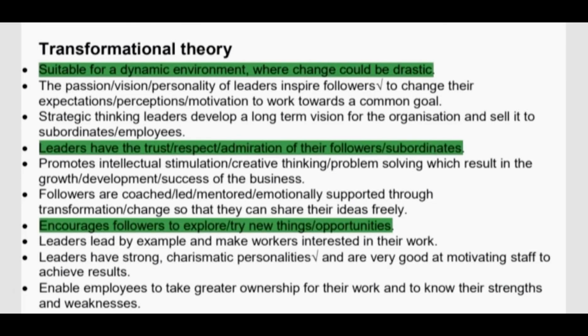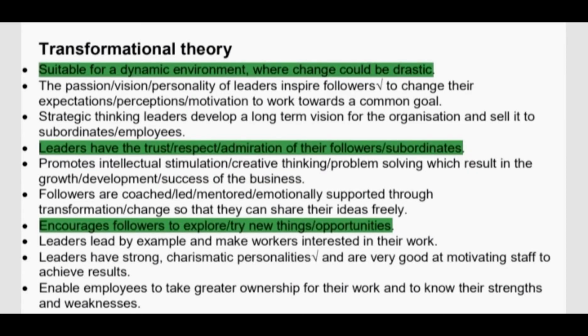And then we have transformational leadership theory. What is it? Suitable for a dynamic environment where change could be drastic. When we speak about drastic change, we are speaking about things that we never thought could ever change. That's what transformational means, we are growing, we are transforming.